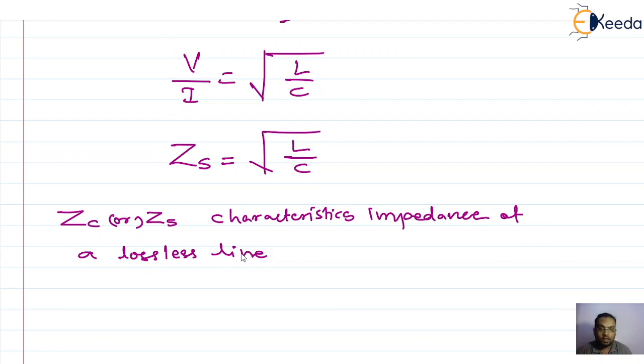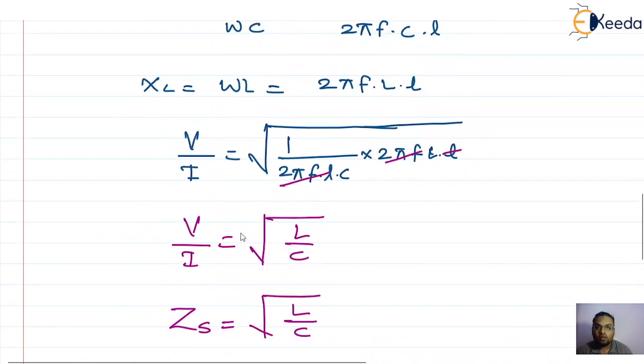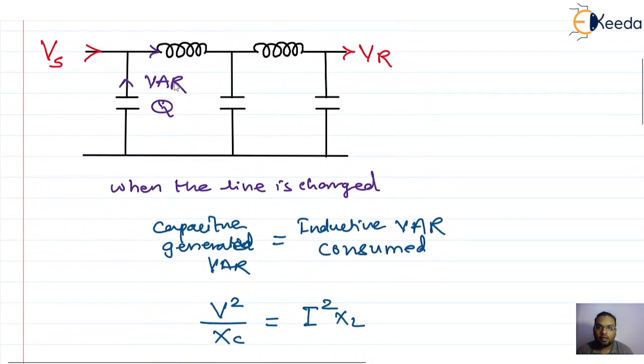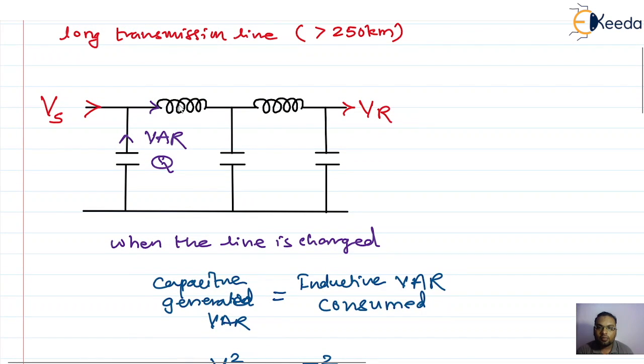Why are we seeing it as a lossless line? You see, the reactive power generated in this line is absorbed by the line itself only. So the net reactive power in this line will be zero. And we know that the voltage problem comes when there is a flow of reactive power. As the net reactive power is zero, there will not be any problem with the voltage.